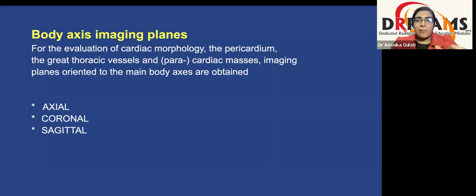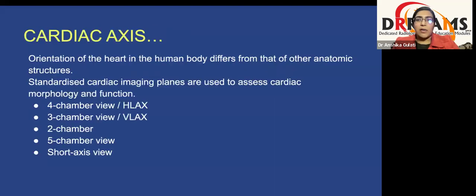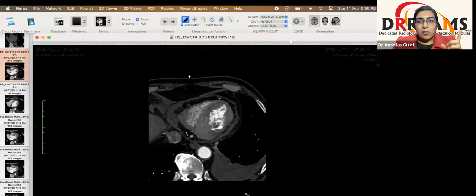The body axis planes, axial, coronal, and sagittal, and these are the cardiac axis. The four-chamber view, horizontal long axis, three-chamber vertical long axis, two-chamber, five-chamber, short axis. Theoretically these are known, but it is very important to know how to make these axes from your 3D MPR. So I'll just take you to a DICOM case, and I'll demonstrate how we make these cardiac axes on the 3D MPR.